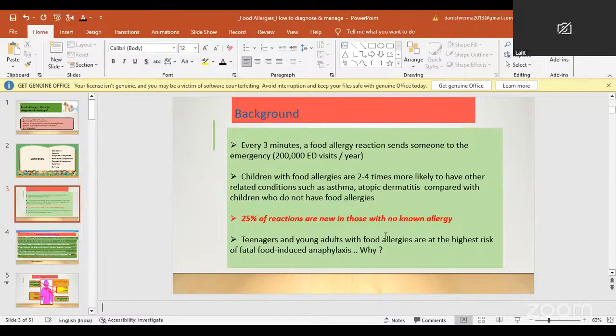So as I said last time, Sonu Nigam never knew that he was eating prawns all his life, but he came up with a seafood reaction. Teenagers and young adults with food allergies are at the highest risk of fatal food-induced anaphylaxis. Can anyone tell me why?